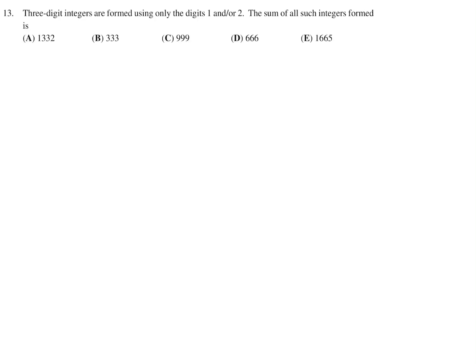3-digit integers are formed using only the digit 1 or 2. The sum of all such integers formed is. All right, so we've got integers that are 3 digits like this. And you make these digits with just 1s and 2s. That's it. Those are the only digits you can use. So if we do that, how many are we going to get first of all, just to make it a little bit clearer? Well, if you have 3 digits, for the first digit, you can only have 2 choices, either a 1 or a 2. So there's 2 choices. For the second, again, either a 1 or a 2, 2 choices. And for the third, also 2 choices. So you multiply this and you'll get 8.